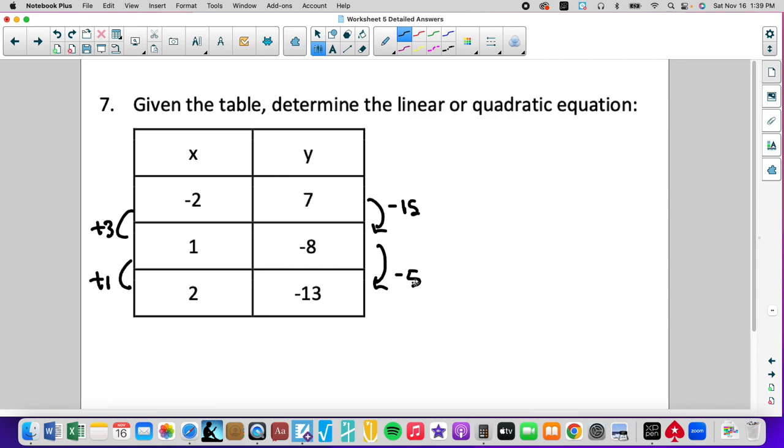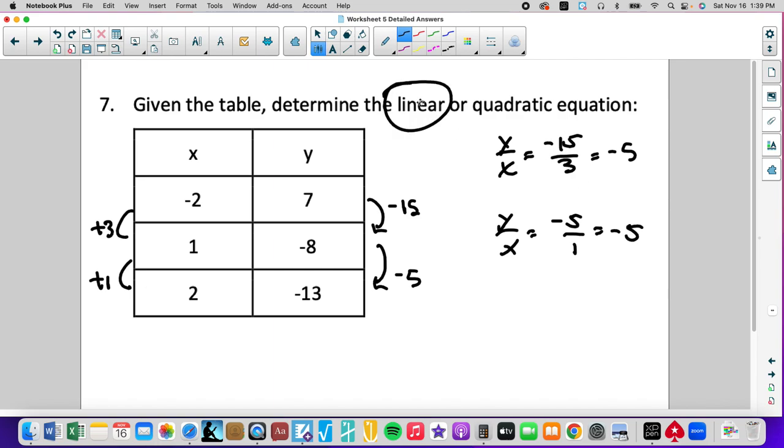Yeah, minus 5. So now we have to take our y's over our x's. That's going to be -15 over 3. And then our y's over our x's for the other one is -5 over 1. This gives us a slope of -5, and this gives us a slope of -5. Those slopes are the same, so it is going to be linear.